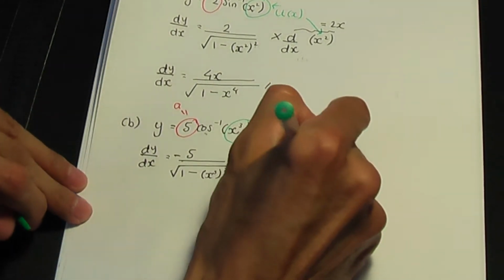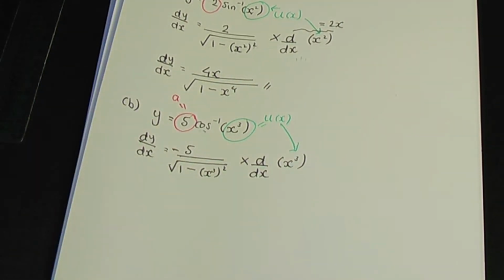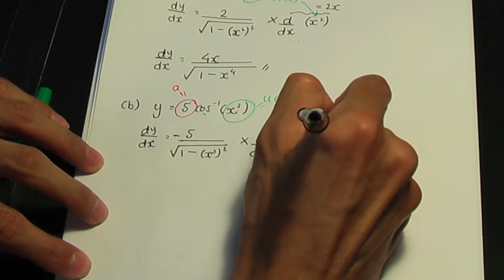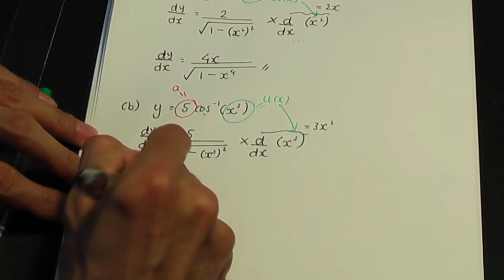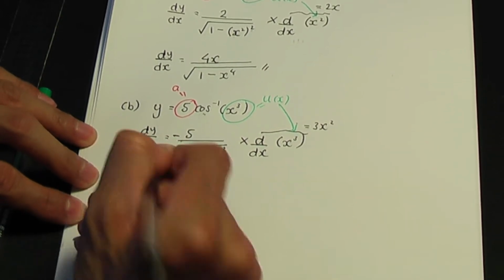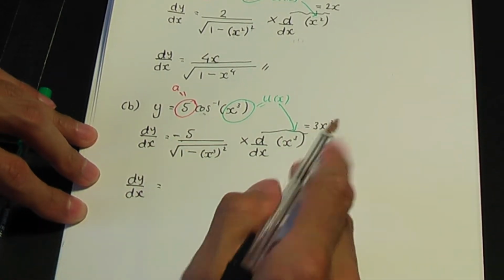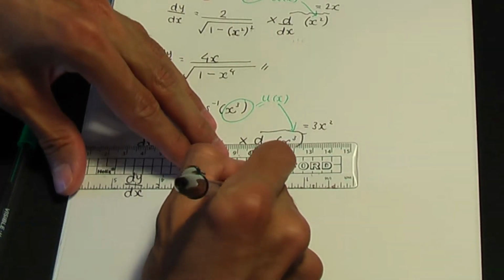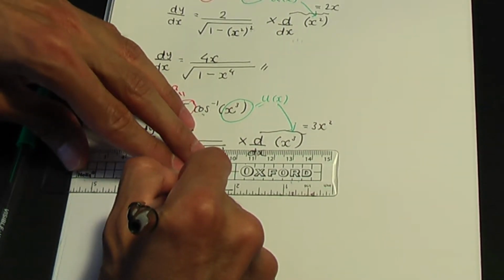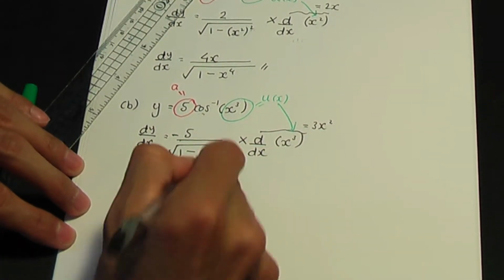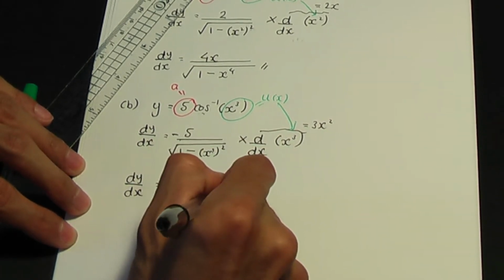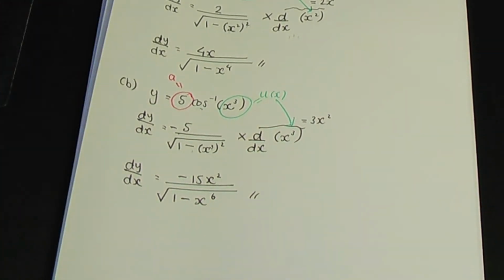Okay, so now it's just a case of tidying this up. D by dx of x cubed is 3x squared. So when I simplify, dy by dx will be minus 5 times 3x squared, which is minus 15x squared, divided by the root of 1 minus, under the root, x to the power 3 to the power 2, which is x to the power 6.